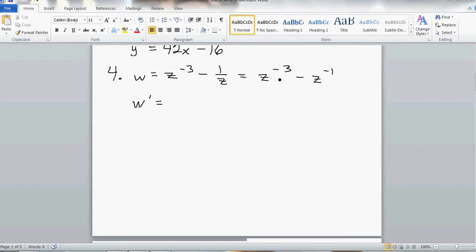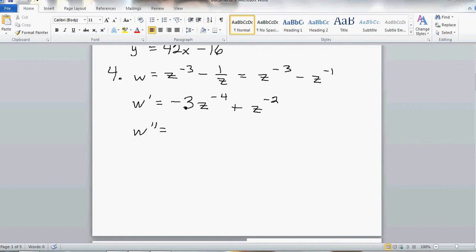W prime would be negative 3 times 1 is negative 3z raised to the negative 4th power, because I'm going to subtract 1 from that. Then I'm going to take the negative 1 times the negative 1, becomes positive 1, positive z to the negative 2 power. Now normally if we were done, we would write this in its more acceptable form. But we need to find the second derivative. And realize if we would change it to its more acceptable form, then we'd have to turn it right back to this more user-friendly form. So why do that part?